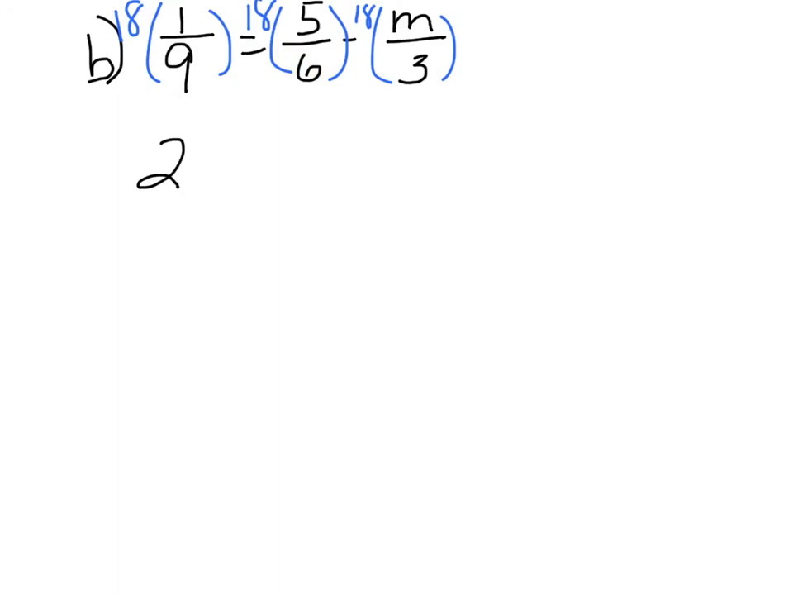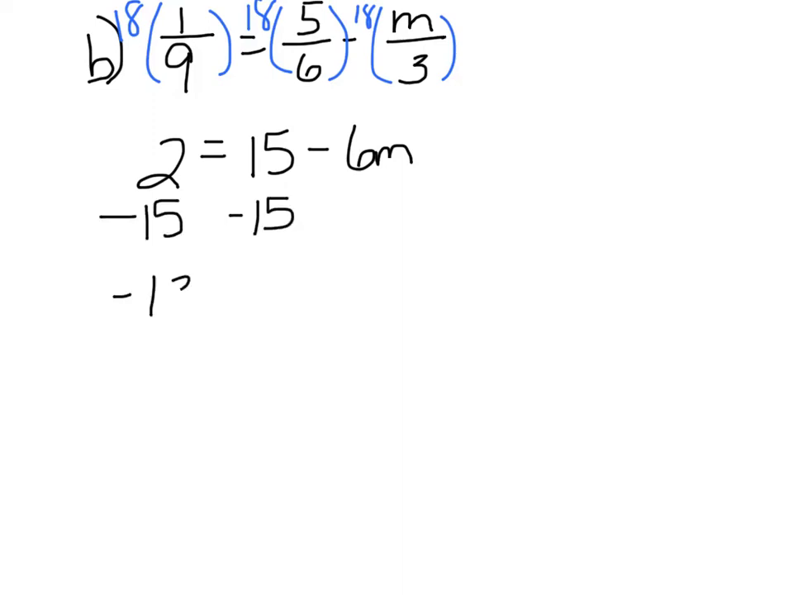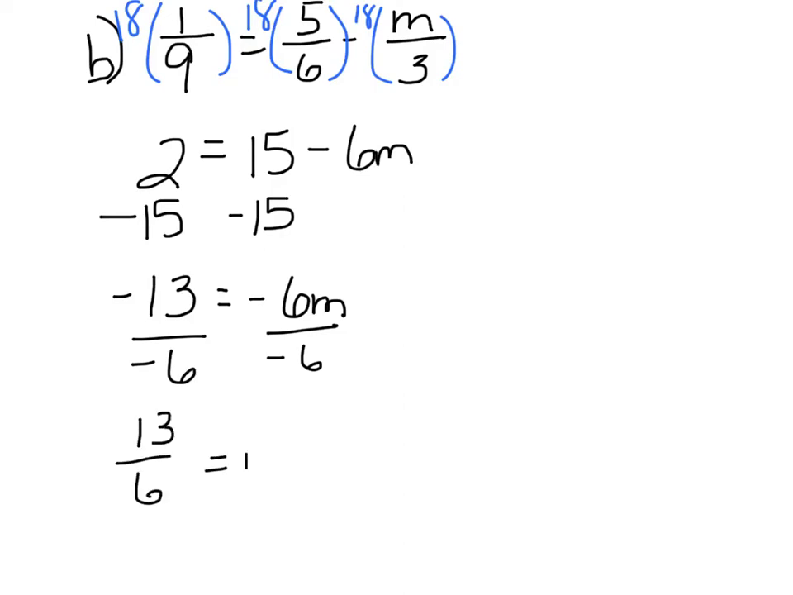3 times 5 is 15. 18 divided by 3 is 6. Times the minus m will be minus 6m. And now we solve the equation. How do I move a plus 15 to the other side? I subtract 15, subtract 15. That gives me negative 13 equals negative 6m. I divide by negative 6, I divide by negative 6. That gives me positive 13/6 equals m. Or you could write that as 2 and 1/6.